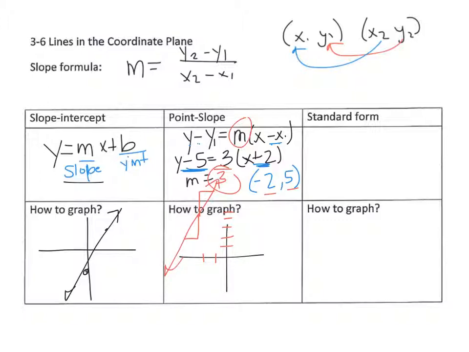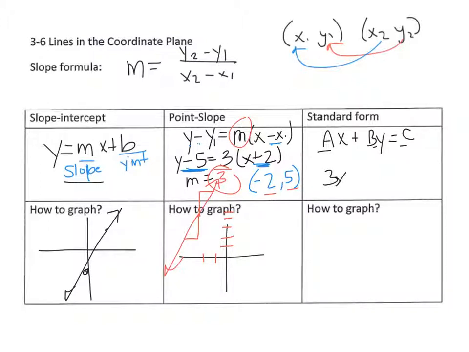Standard form is ax plus by equals c. A, b, and c don't stand for any particular numbers. They just need to be positive or negative whole numbers. To graph this, I'll do an example.